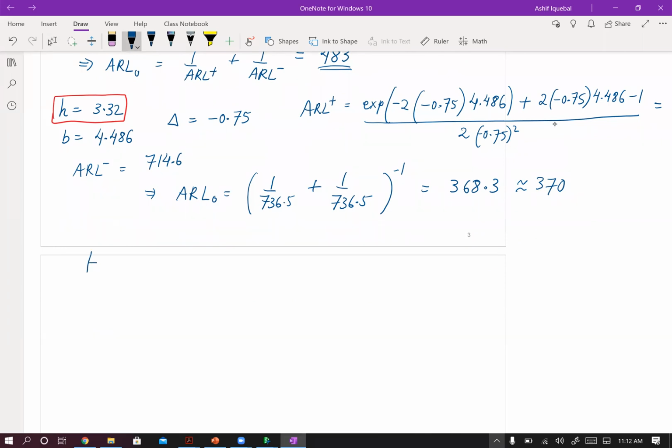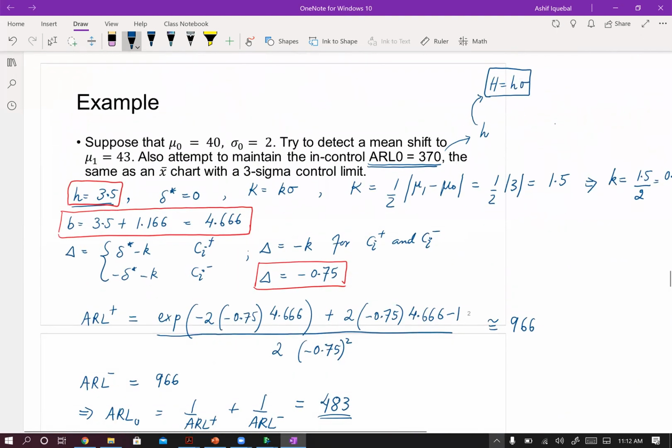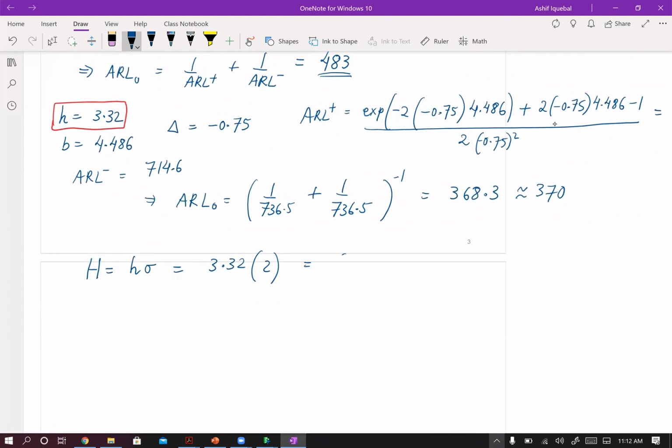Now I can write down capital H equals small h times sigma, right? I don't need to write capital H because you don't need capital H to calculate ARL1, but I'm just writing it down here so you know what control limits we're using. Times sigma, which is 2, so you get 6.62. Now I have the value of H here.